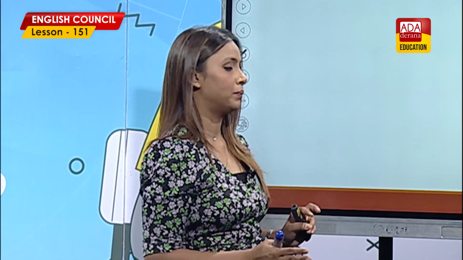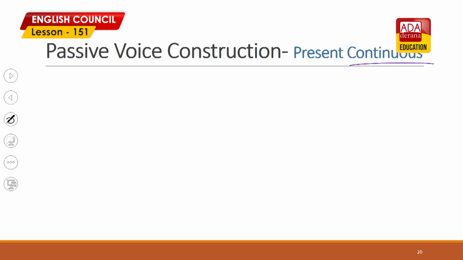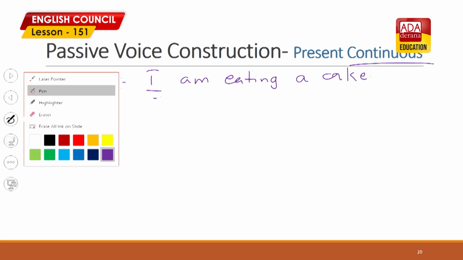Okay, look at the screen. So how to construct the active present continuous? Let's take the same example in present continuous. I am eating a cake. I'm eating a cake. Now I'm going to construct the passive, same theory. Same theory.